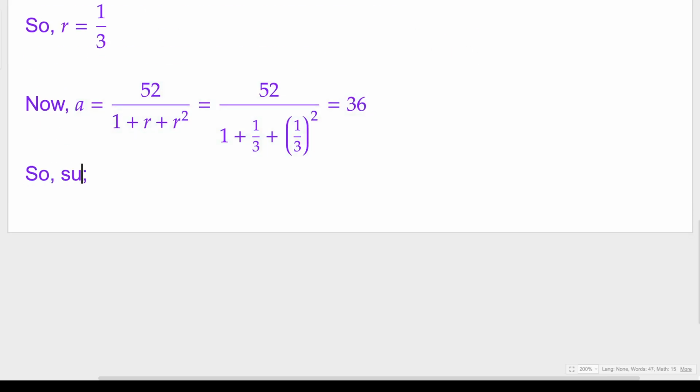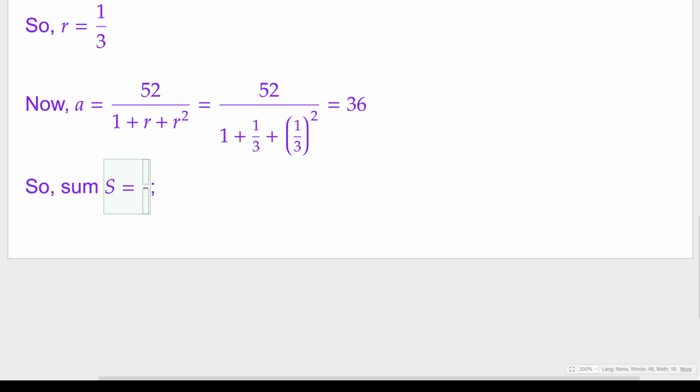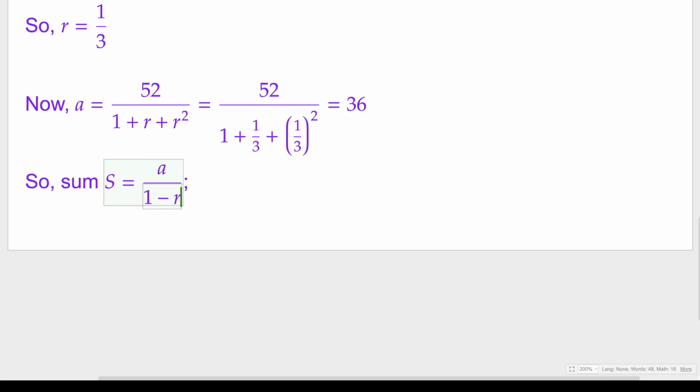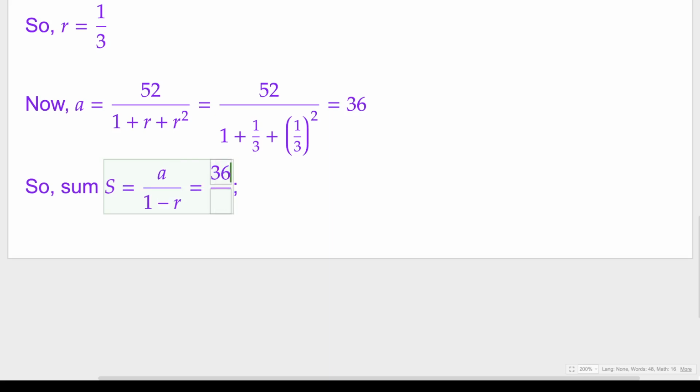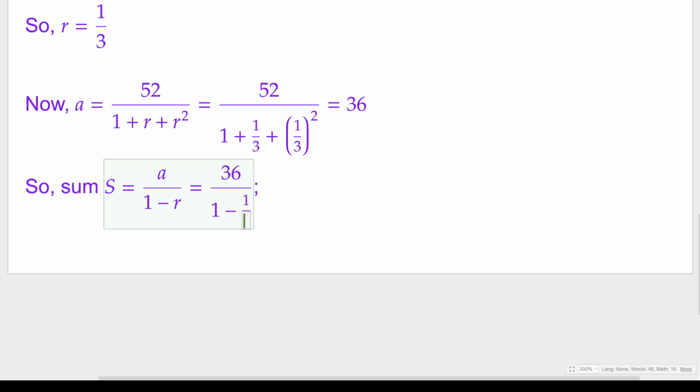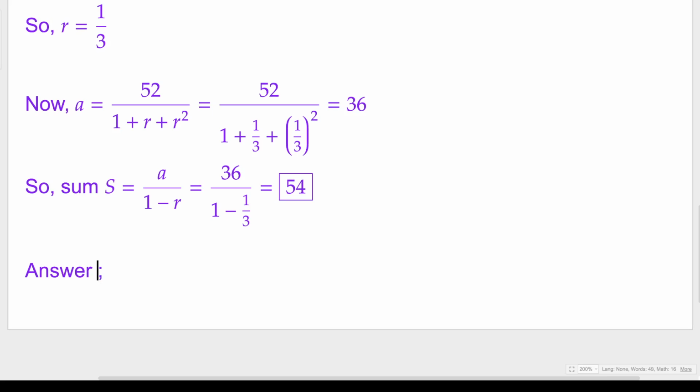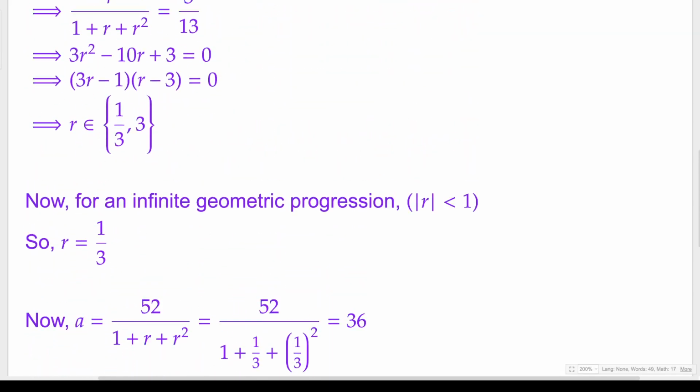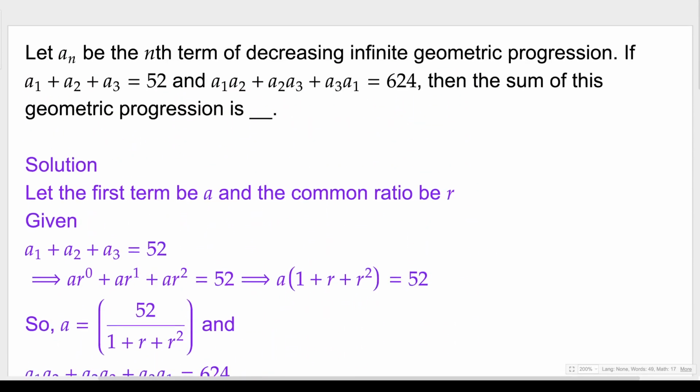The sum, which I will represent by S, of an infinite geometric series is the first term over 1 minus the common ratio. This can be written as the first term a, 36, over 1 minus r, that is 1 over 3. On resolving this part I will get 54. Hence for this problem statement 54 is the correct answer. So this is the solution, and its answer is 54.